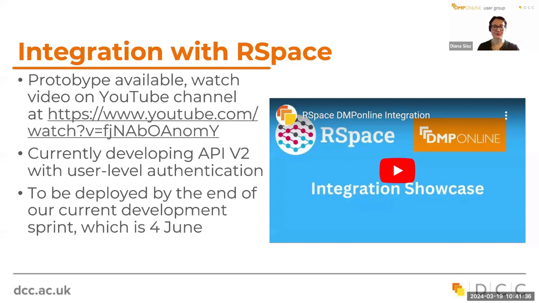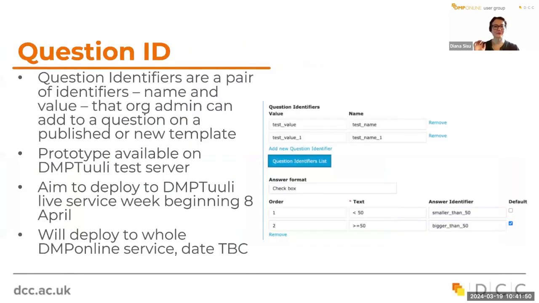And I apologize, I've forgotten to mention that Glenis is working on the DOI. She's the lead on DOI. On Machine Actionable Grant ID is Don again. And then we are moving on to question IDs.